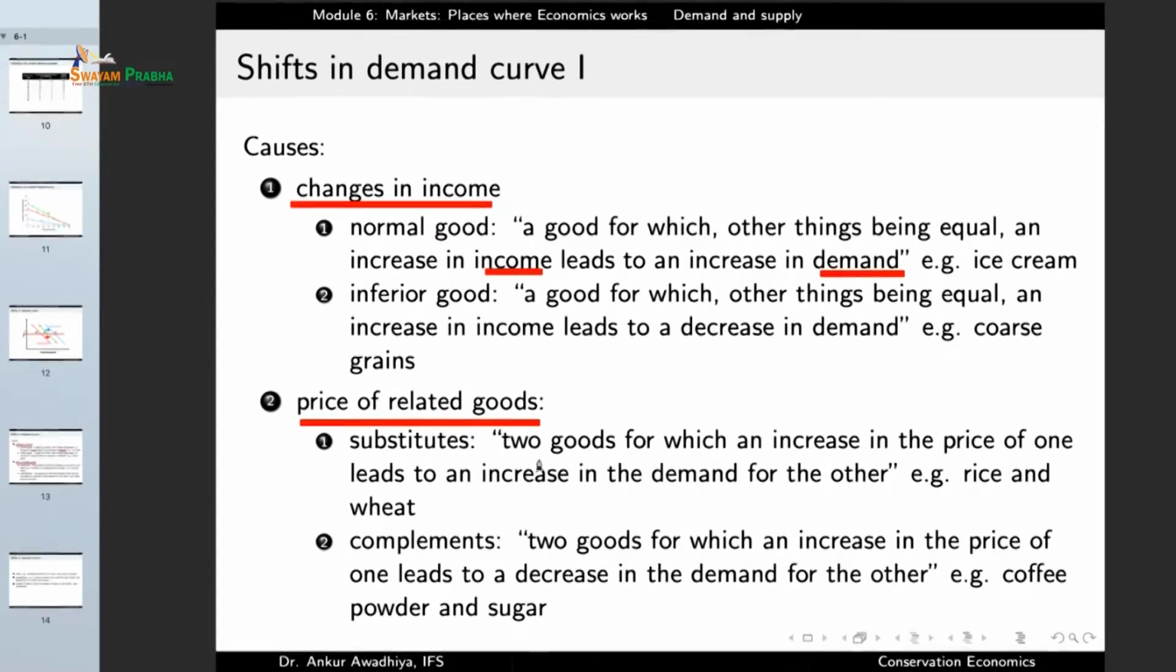Now, in the case of substitutes, it is two goods for which an increase in the price of one leads to an increase in the demand for the other, such as rice and wheat. So, rice and wheat are substitutes because they are both staple grains. Now, if there is a family that eats rice as well as wheat, and if there is an increase in the price of rice, so rice increases from say 80 rupees a kg to 120 rupees a kg, and there is no change in the price of wheat.